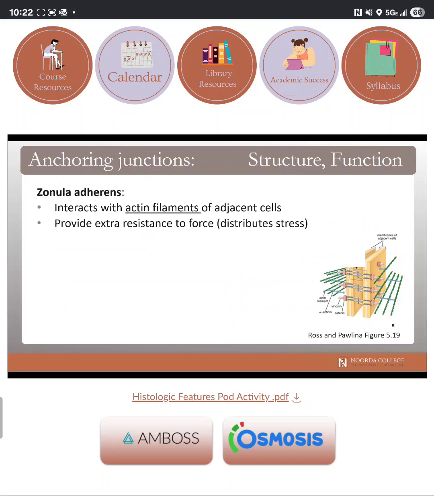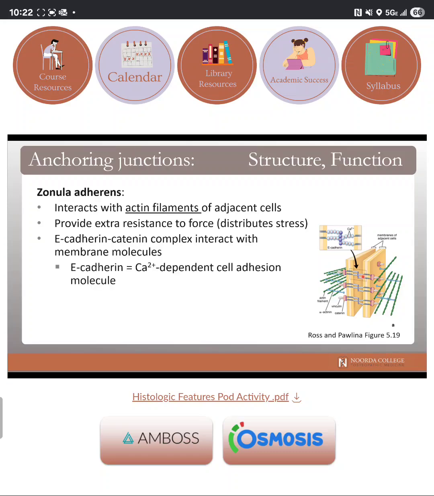Now the next structure we want to focus on is the zonula adherens, and you have here the molecules of interaction with the actin filaments, which are these very fine filaments inside the cell, and they provide extra resistance to force. Now between the cells you have your E-cadherin and catenin complex right here, so it forms a little lock between the cells. E-cadherin is your calcium-dependent cell adhesion molecule.